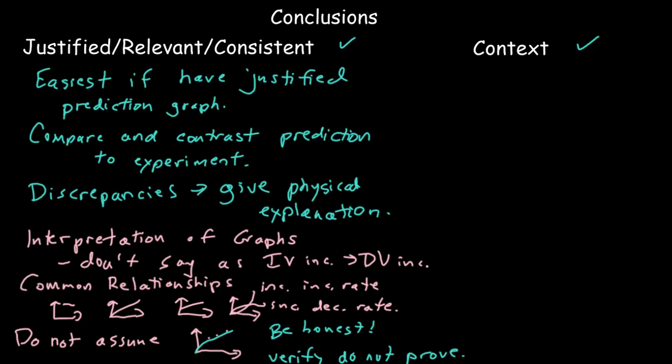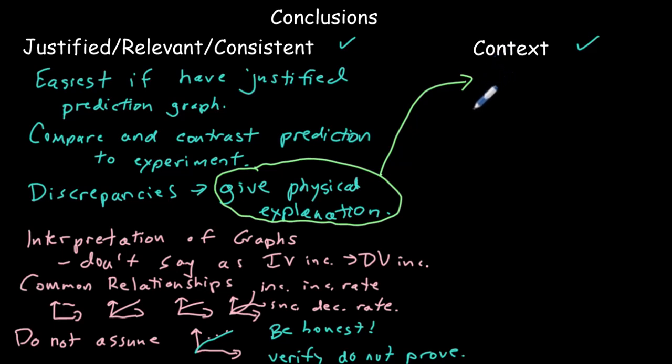In terms of the second statement, where you give context to your conclusions, if you've done a justified prediction graph and then you gave physical explanations for your discrepancies, then those physical explanations are really putting your conclusions into context. So the most common and the best way to give context is to give physical explanation. So where do your conclusions fit into the larger body of physics knowledge?